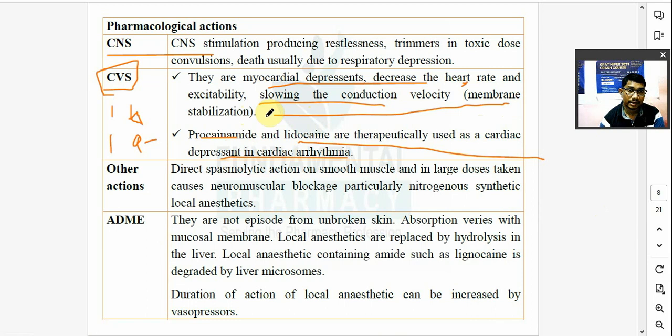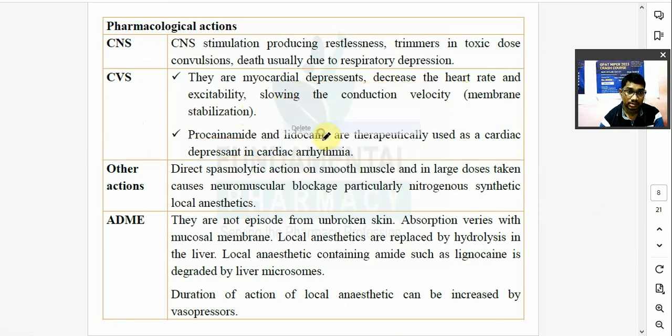Other actions of local anesthetics: they also have a spasmolytic action on smooth muscle. In a large dose, they can cause neuromuscular blockage, particularly with the nitrogenous synthetic local anesthetics.